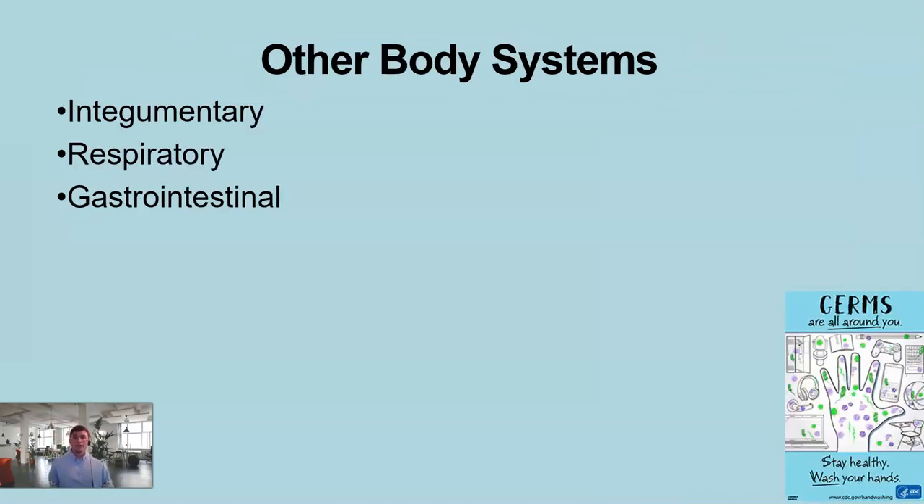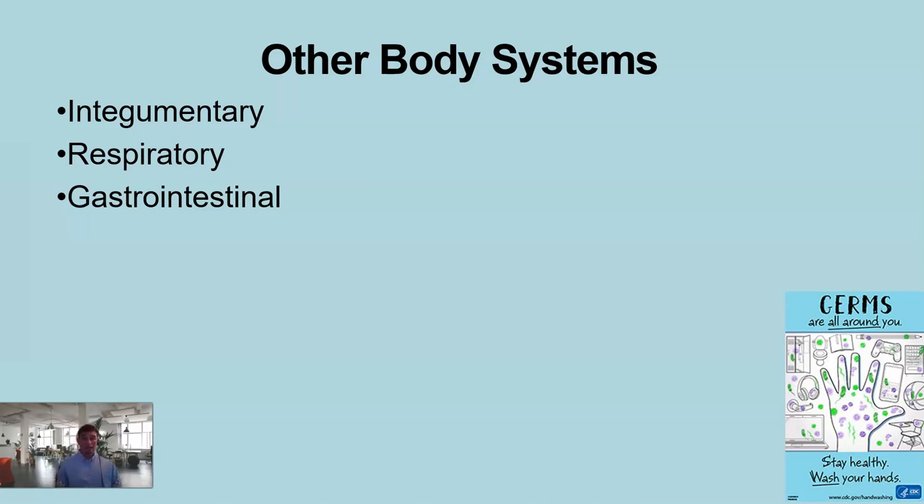So let's talk about some other body systems. So how does the integumentary system, respiratory, and GI or gastrointestinal systems help the body fight infection? Starting with the integumentary, actually we'll look at all of them. The integumentary, respiratory, and GI systems have a role in fighting infection.